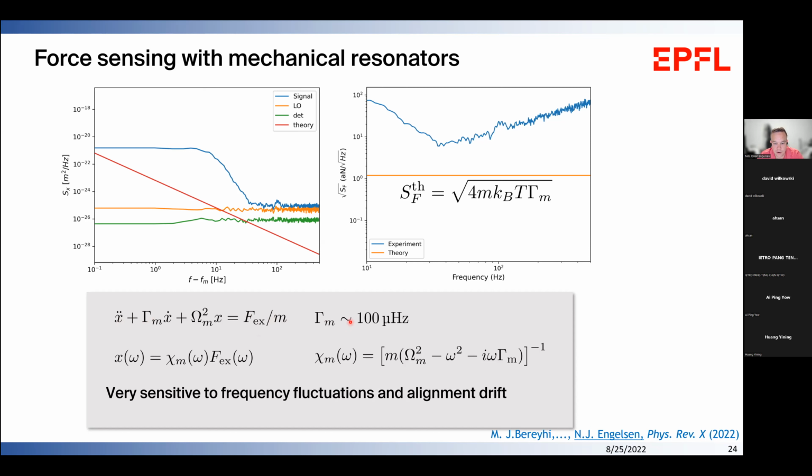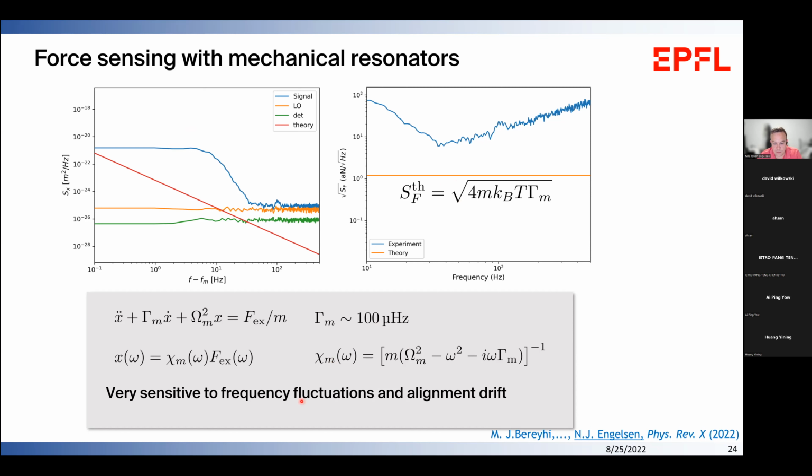Now, our line width here is about 100 microhertz. So if you have any frequency fluctuation, the resonance frequency will drift, and you will not be able to fully exploit the force sensitivity of the oscillator. So with this sort of naive measurement where we just take a long trace that's much longer than this 1/100 microhertz, so something like a 1 hour trace, we cannot reach the thermal limited force sensing limit. So we take this position measurement and turn it into a force measurement by the susceptibility of the oscillator.